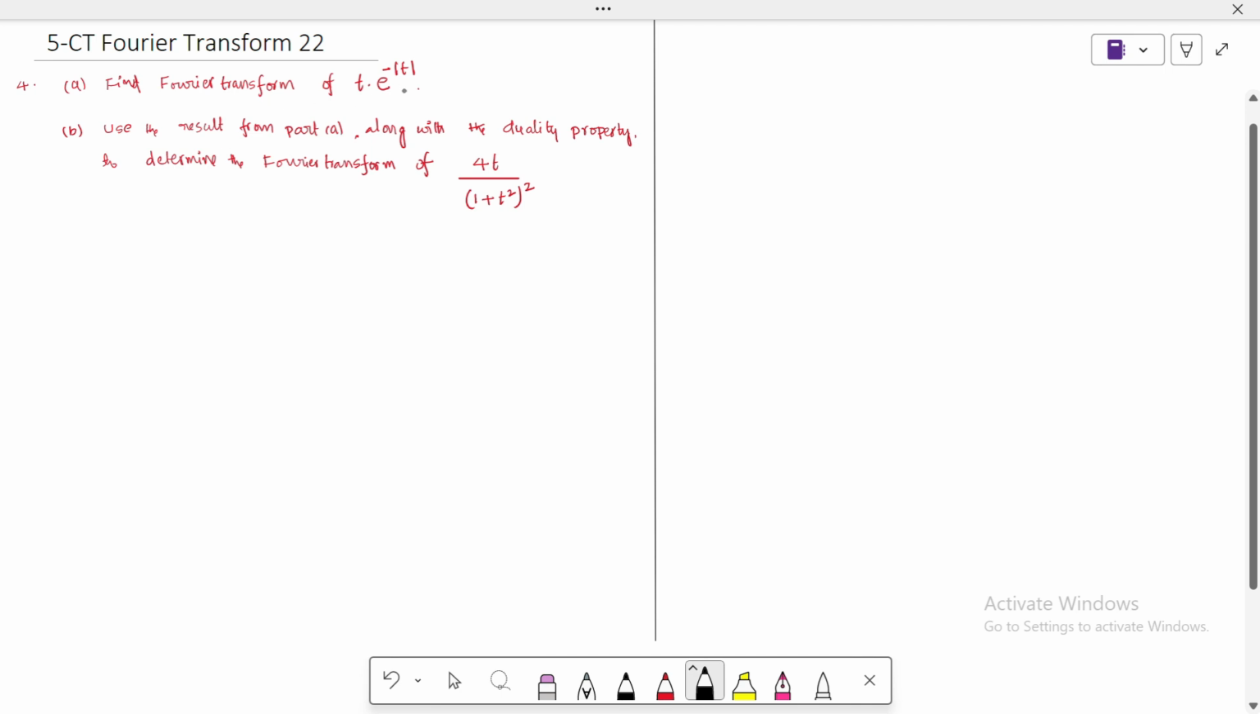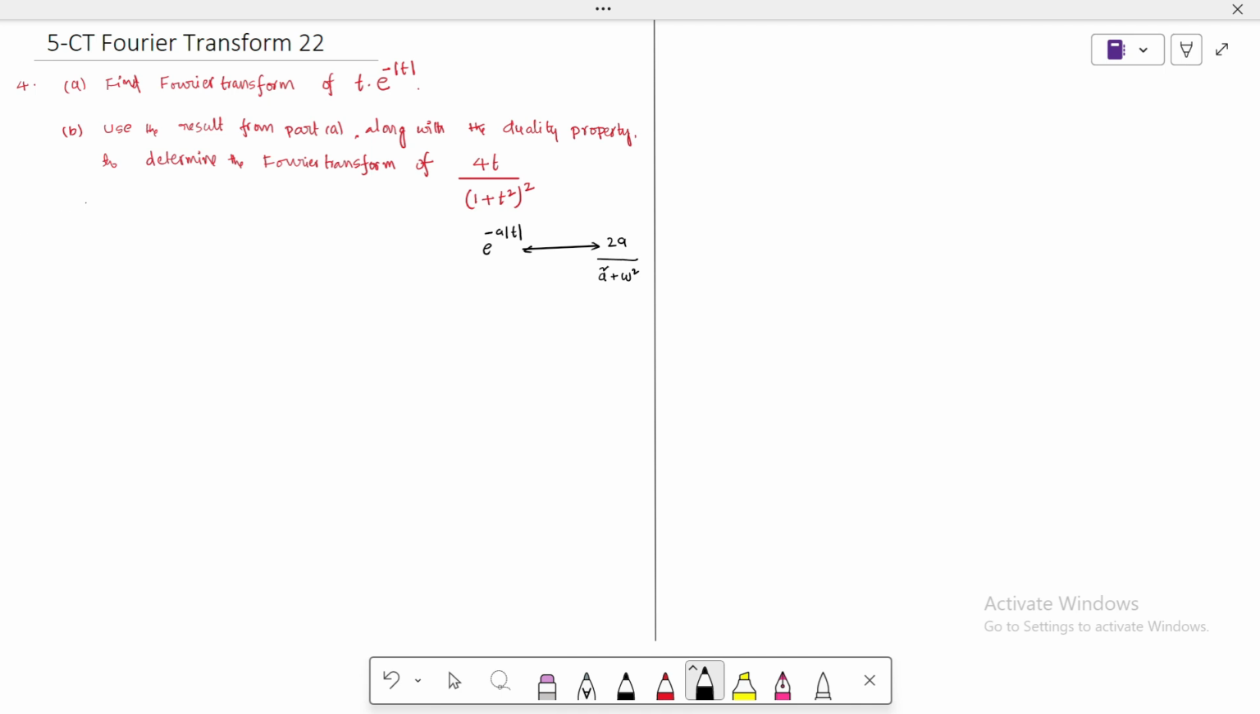Find the Fourier transform of t into e power minus mod t. Already we know the formula: e power minus a into mod t, the formula equal to 2a by a square plus omega square. So here a equal to 1. Now this function is multiplied by t. Then what we have to do? Whenever any function is multiplied by t, you should remember this is related to the property of differentiation in the frequency domain.